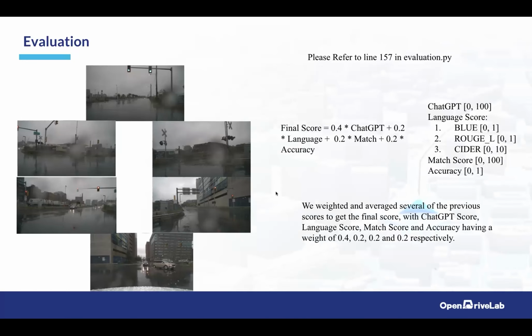And for the final score, we do a weighted sum of all the metrics I mentioned before to get a final score for the model. And for now, we think that this kind of rebalancing system is good for evaluating whether a VQA model or VLM is performing well in driving.